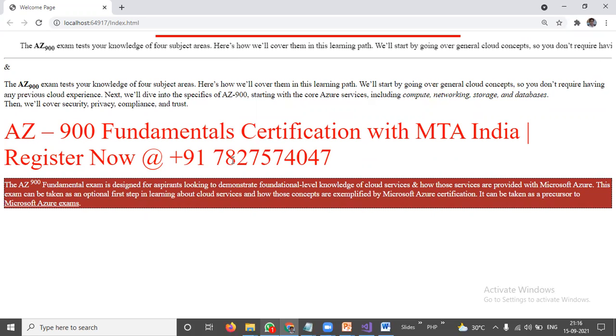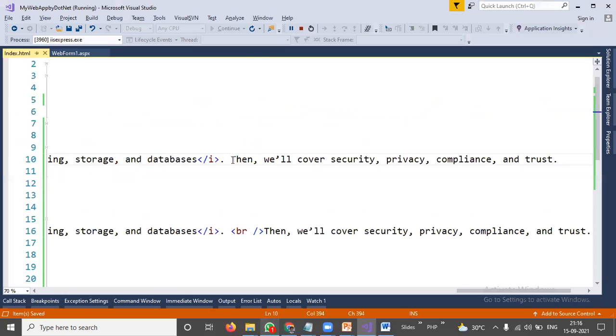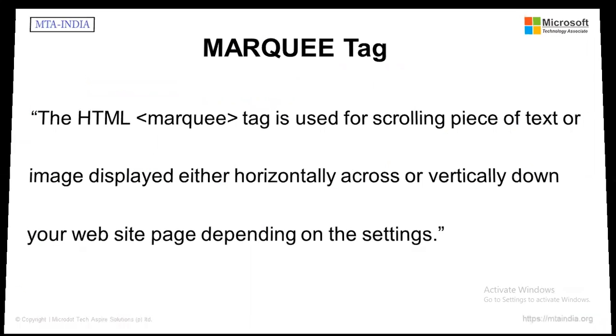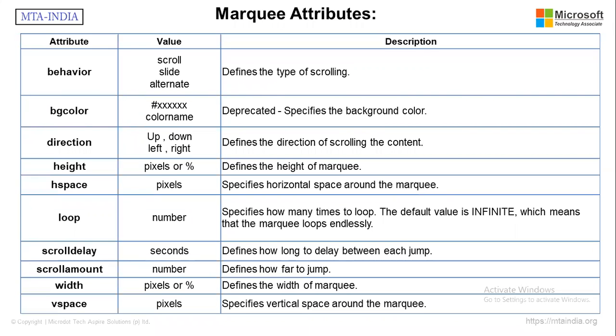So have you used the MARQUEE tag? Yes, sir. We used the MARQUEE tag, sir. Okay, so how many parameters are supported by the MARQUEE tag? Sir, parameters means attributes. How many attributes? These types of attributes you can use: behavior, BG color, direction, height, space, loop.